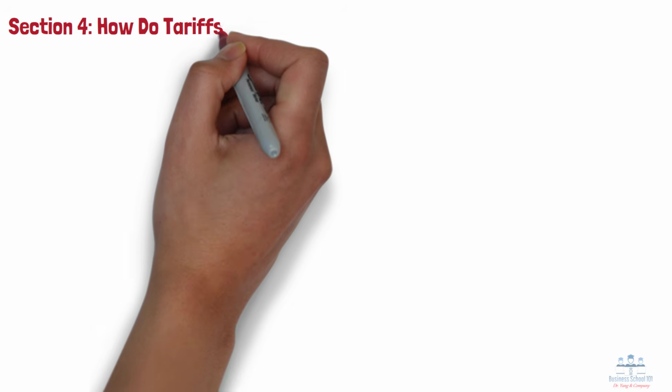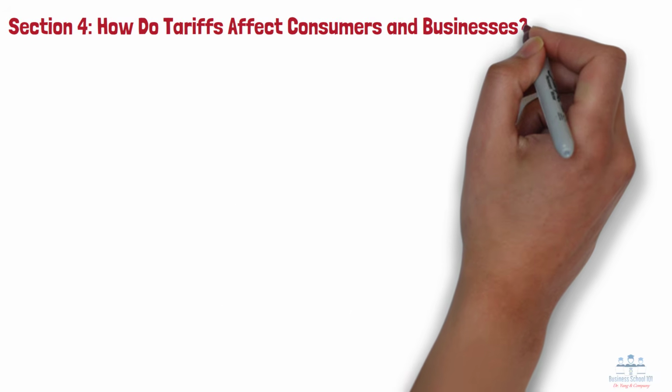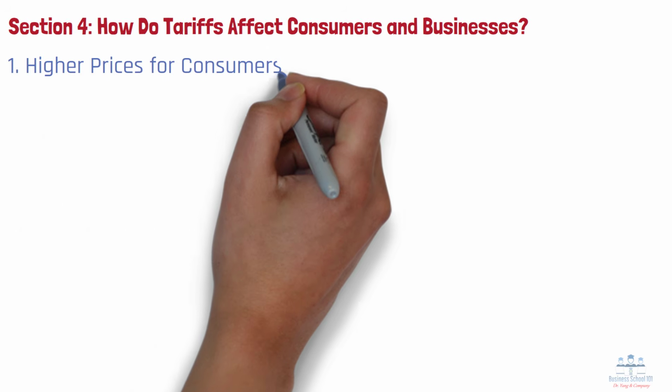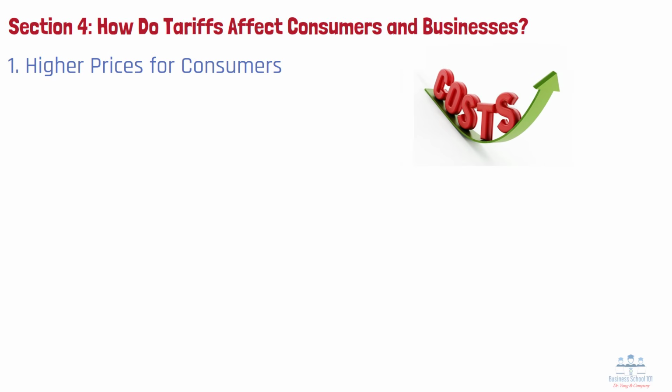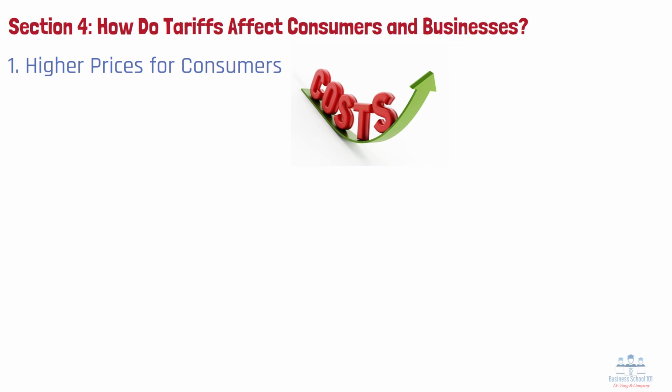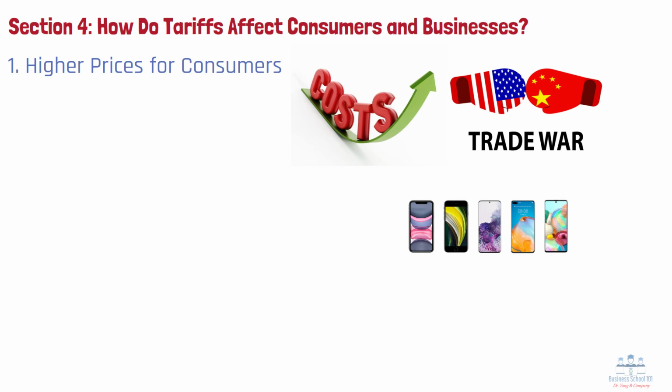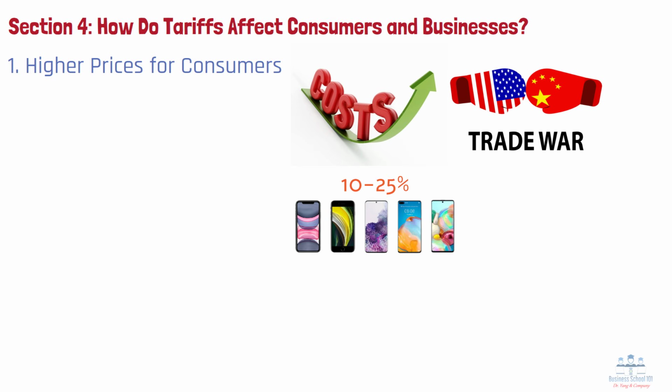Section 4. How do tariffs affect consumers and businesses? Tariffs can affect businesses and consumers in the following ways. Number 1. Higher prices for consumers. Tariffs raise the cost of imported goods, making products like electronics, clothing, and food more expensive for consumers. For example, during the US-China trade war, tariffs increased prices on goods like smartphones and household items by 10 to 25%, leading to higher costs for American consumers.